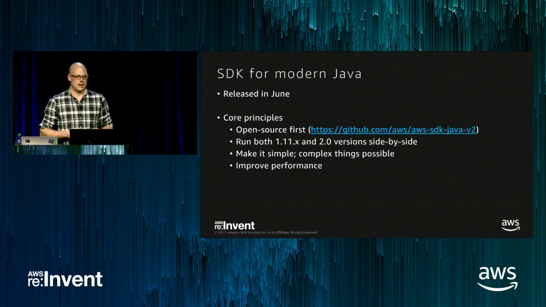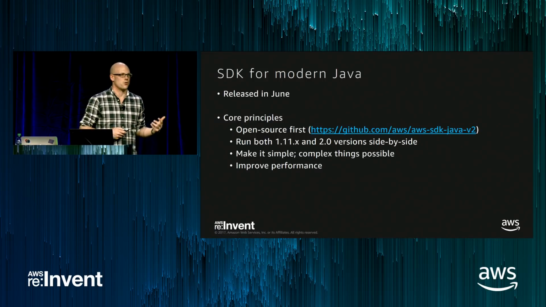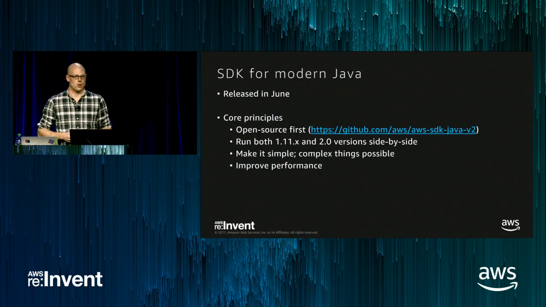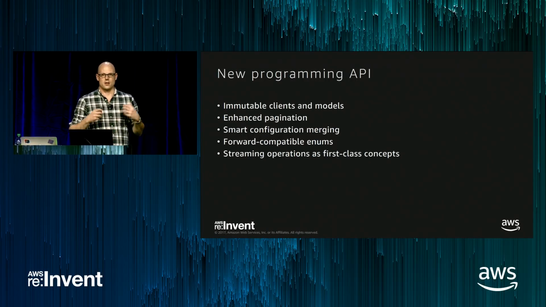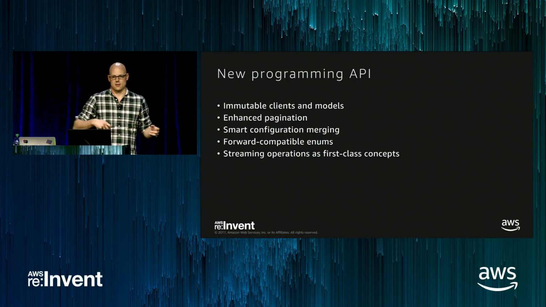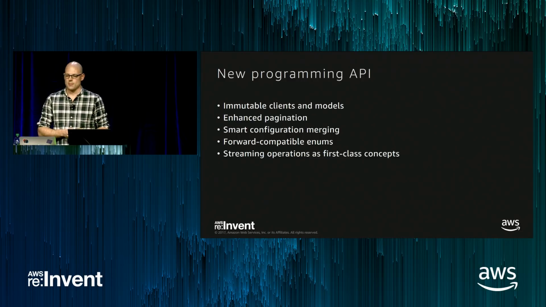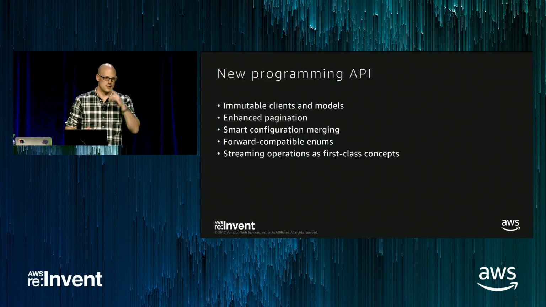And then finally, like everything at AWS, we're constantly trying to improve the performance. And we've got a different take on that that I'm going to take you over as well. So first up, let's start looking at some of the changes. I mentioned that customers would need time to migrate, and that's because there have been a number of changes to the programming API that will affect how you use the SDK.